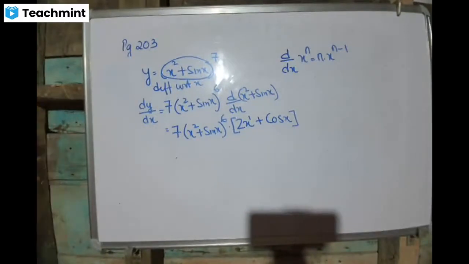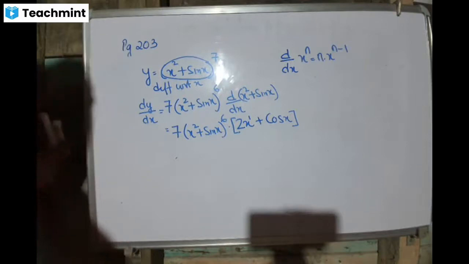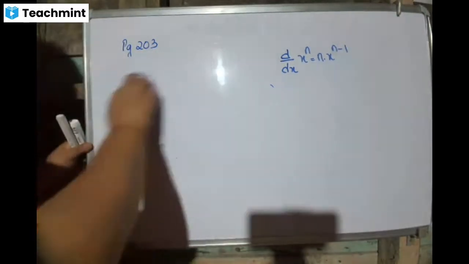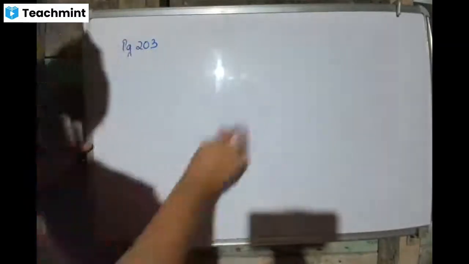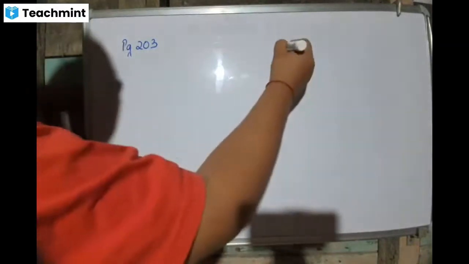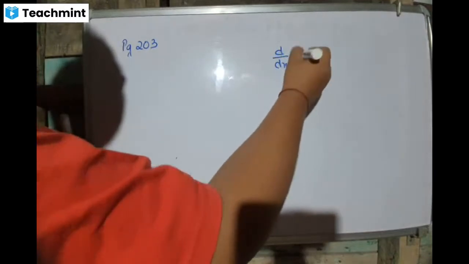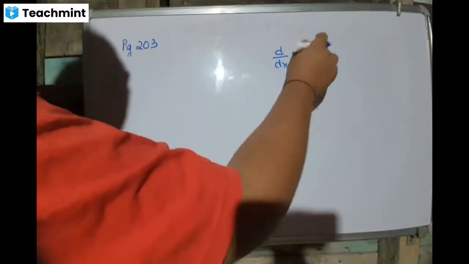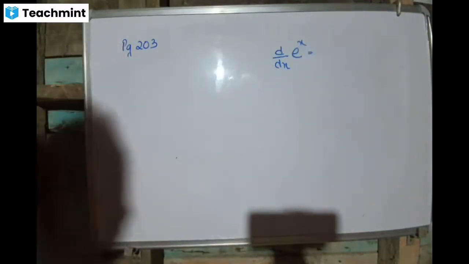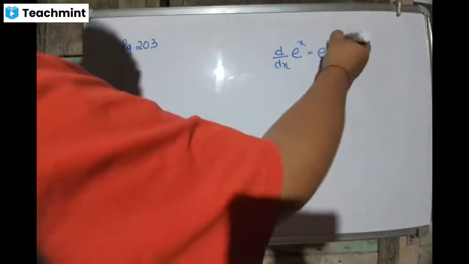Now we are going to move on to the next question. Please take a screenshot of this. All these questions are there in question number 9, page number 206. The second formula that we are going to do now, everyone look at the board, is d by dx of e to the power x. Differentiation of an exponential function will always be e to the power x.